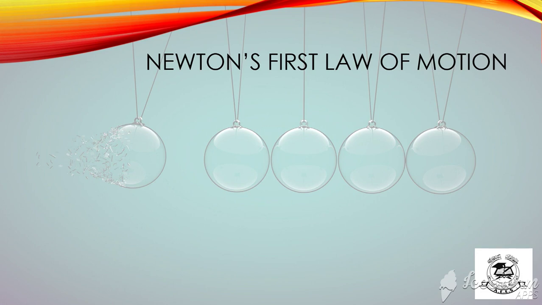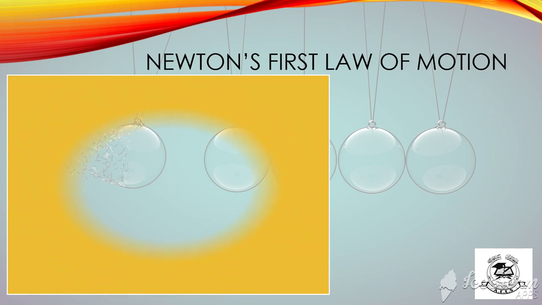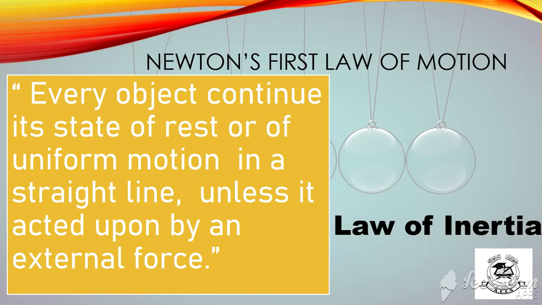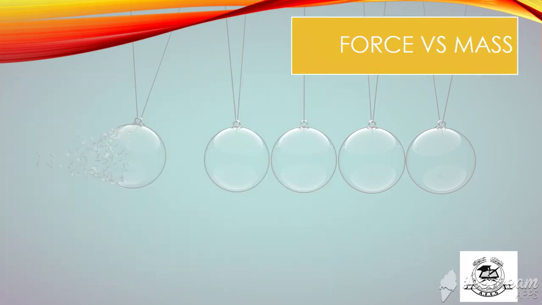So now we come to Newton's first law of motion, and the law states that every object continues in its state of rest or of uniform motion in a straight line unless it is acted upon by an external force. And this law is also called the law of inertia because it deals with the property inertia, which is the property of every material.